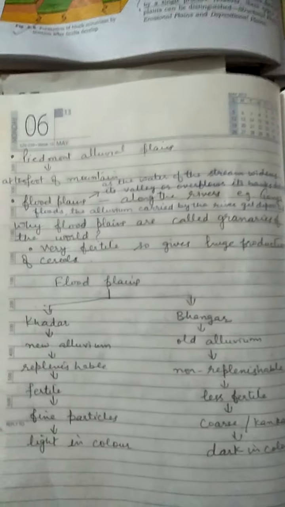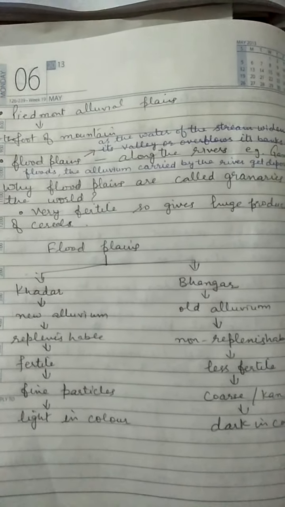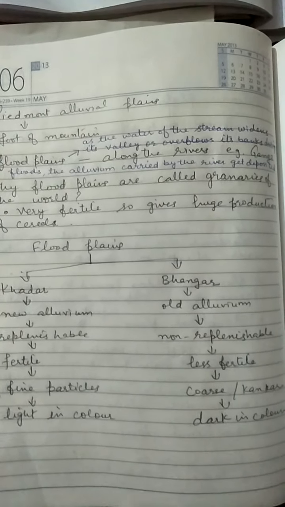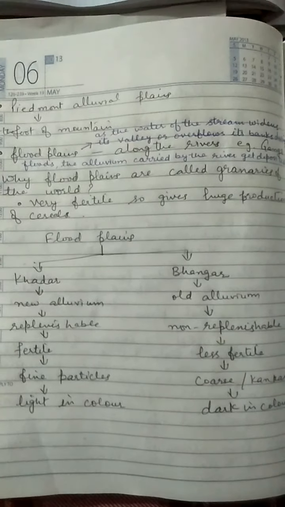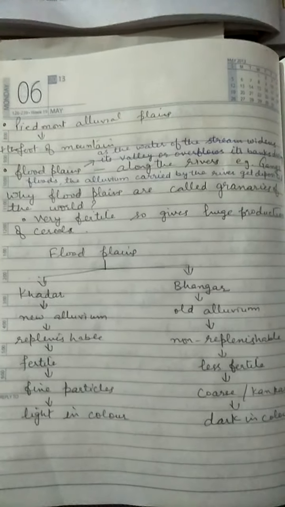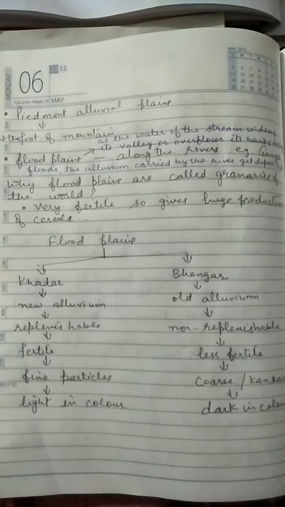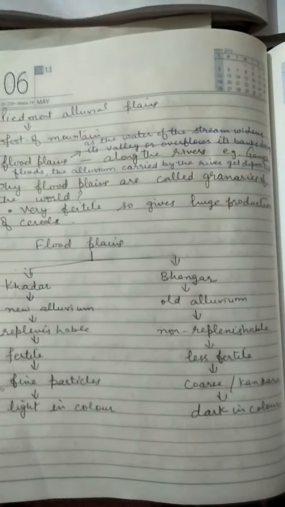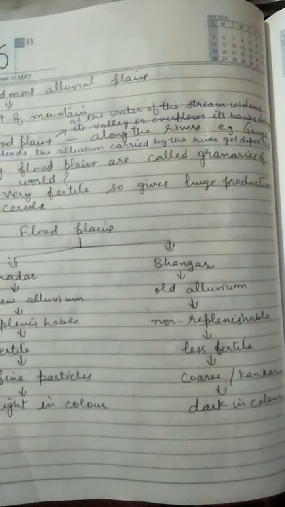These floodplains are of two types, Khadar and Bangar. Khadar is a new alluvium, that is new, and Bangar is older than Khadar. In the Khadar, the soil is replenishable, and in Bangar, it is non-replenishable. Because it is replenishable, it is fertile, and Bangar is less fertile. Khadar has fine particles of soil, and Bangar soil has coarse particles or kankars. Khadar is light in color, and Bangar is dark in color.